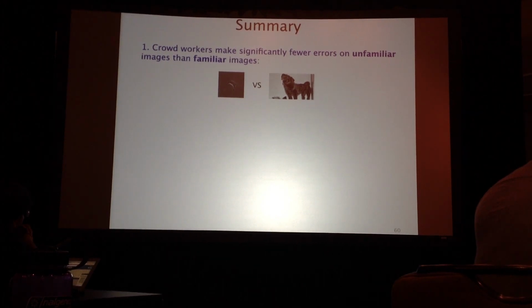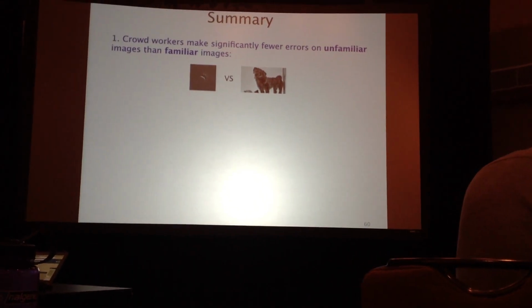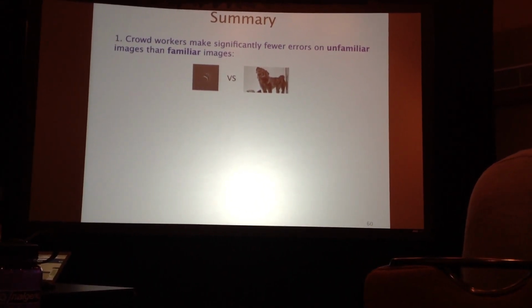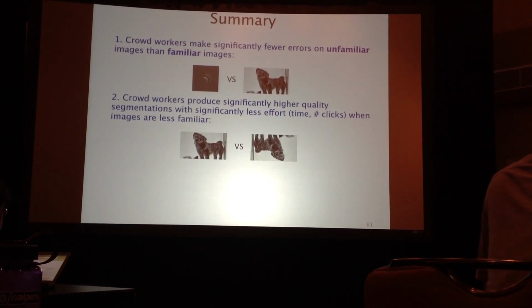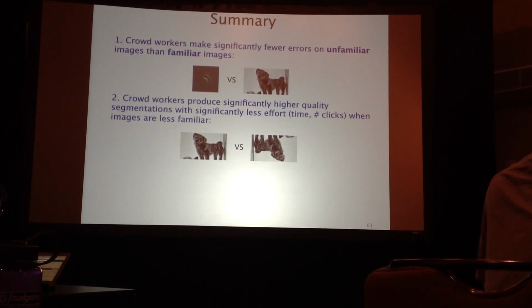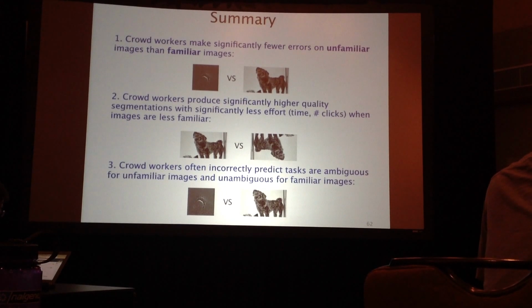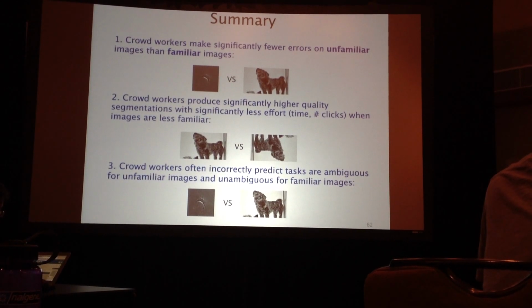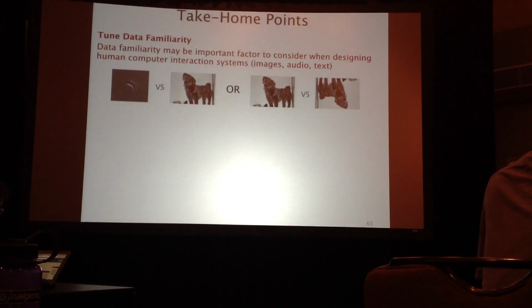So at this point, I'd like to summarize the key findings from our 3 research questions. First, crowd workers make significantly fewer errors on unfamiliar images than on familiar images. Second, crowd workers produce significantly higher quality segmentations with significantly less effort when images are less familiar. And third, crowd workers often incorrectly predict tasks that are ambiguous for unfamiliar images and unambiguous for familiar images. And I want to leave you with 3 take-home points.